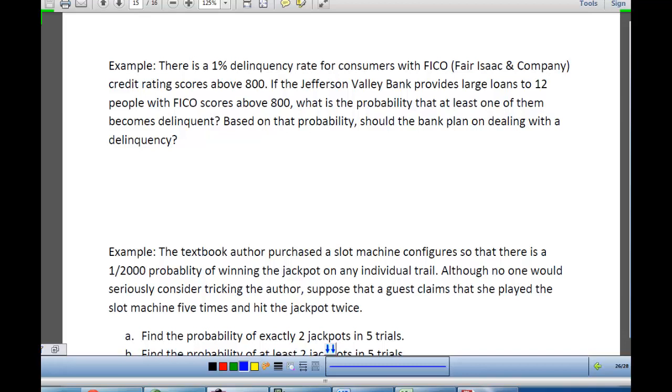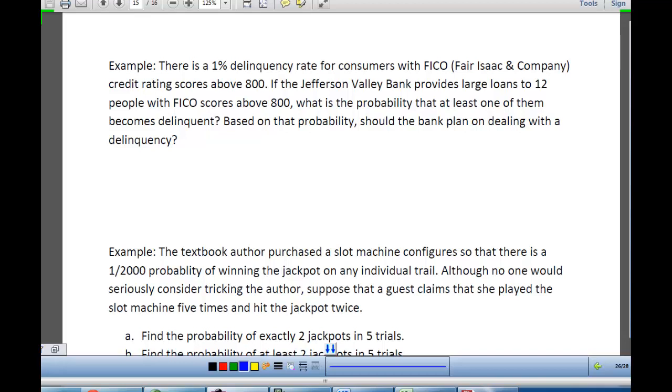Well, I don't think the 800 has so much to do with it. It's just that's the particular group of people that they're looking at. That would be, I'm thinking, a good score. And so of those people, they said only 1% will have delinquency. So it's going to be delinquent or not. Those are the 2 outcomes. All right, so we got fixed number of trials. We got 2 outcomes. Probability of success is the same from trial to trial. And the trials should be independent.